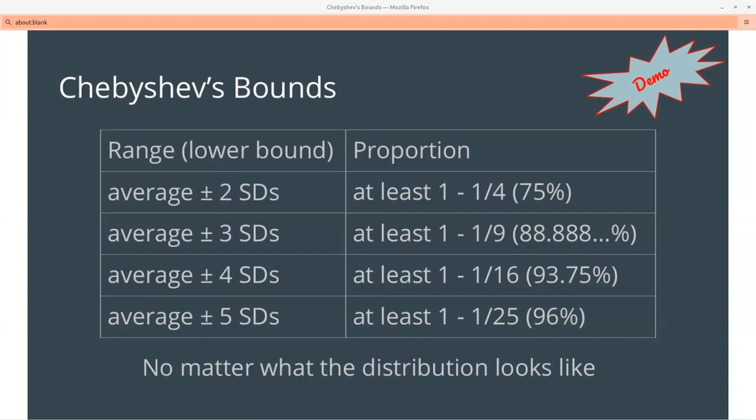So these would be good things to memorize: if you're within two standard deviations, it's 75%, within three it's 89%, four is 93%, and five is 96%.